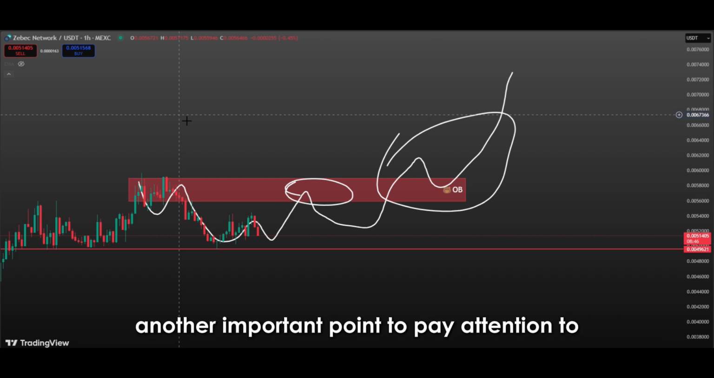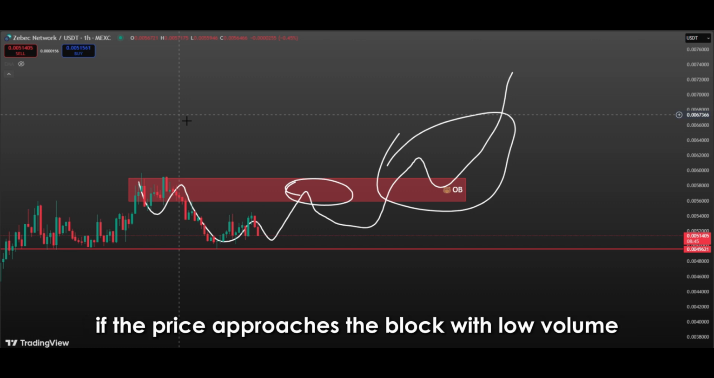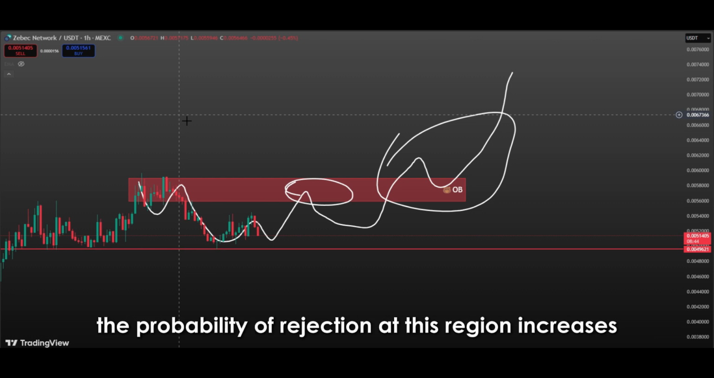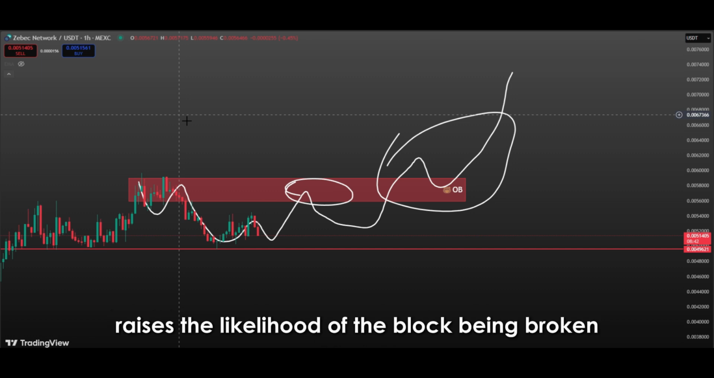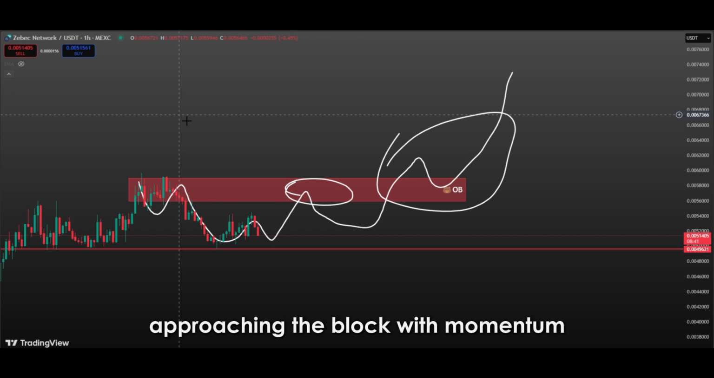Another important point to pay attention to is how the price approaches this bearish order block. If the price approaches the block with low volume and weak candles, the probability of rejection at this region increases. However, a price move with strong volume and long green candles raises the likelihood of the block being broken, because market participants associate a strong price move approaching the block with momentum and tend to follow that momentum.